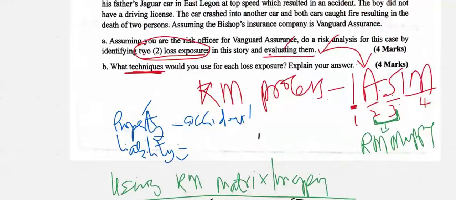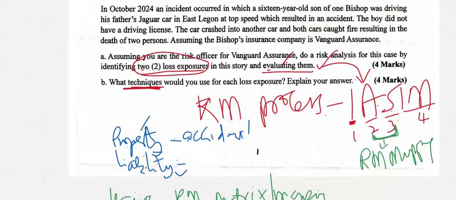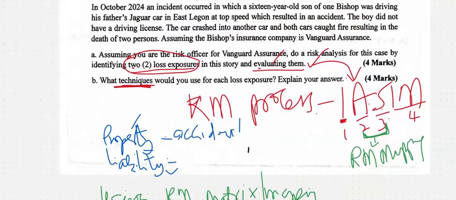The B says, now we've evaluated them, use the high frequency and severity, high and low. Now B says, what techniques would you use for each loss exposure? So you see, he's following the ISM. First, identify the loss exposures, the type and the particular. The type is property. The particular is accident. The type is liability. The particular is death of persons.